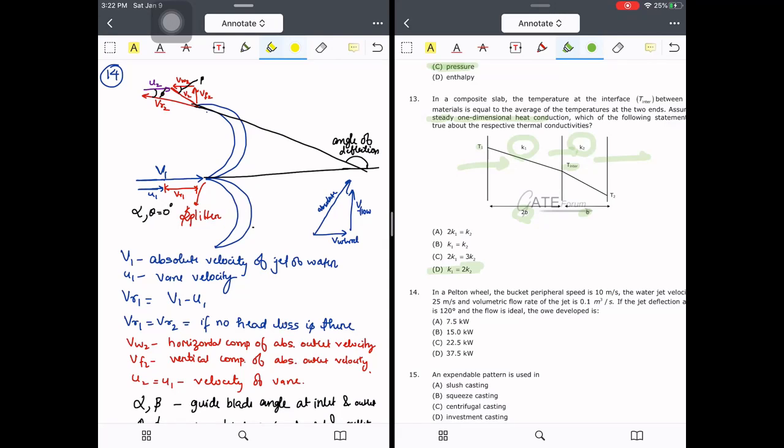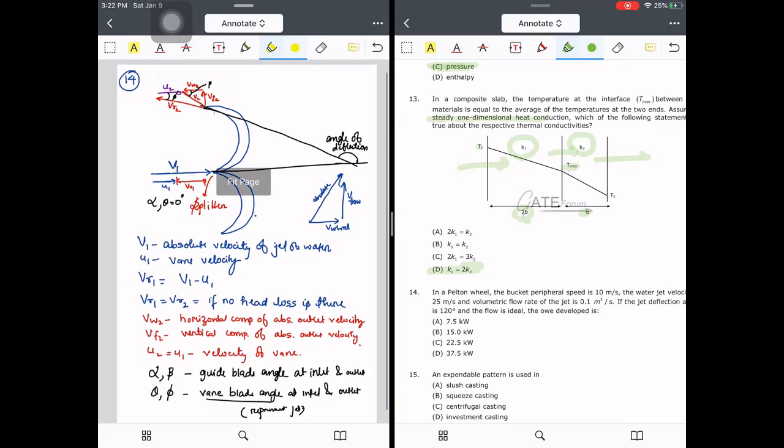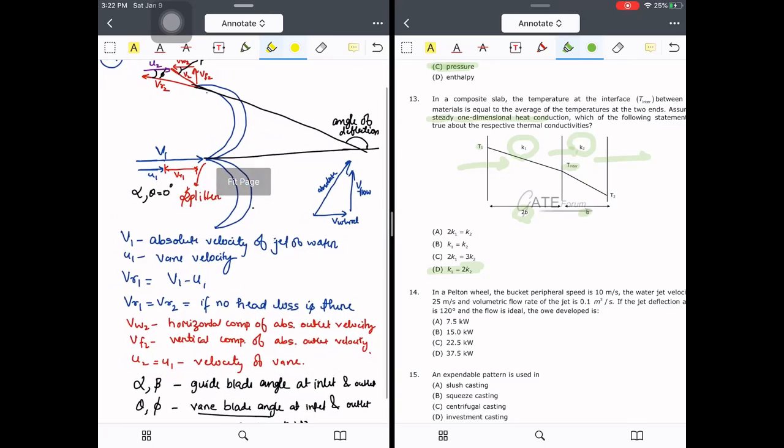Now question number 14. I told you on a previous day that I will be explaining the turbines, because for GATE 2021, which we are appearing for, they have intentionally added the concept of turbines. So we need to work on it to fetch good marks. Anyways, we will try now. Now you see here, I have explained this for the Pelton turbine.